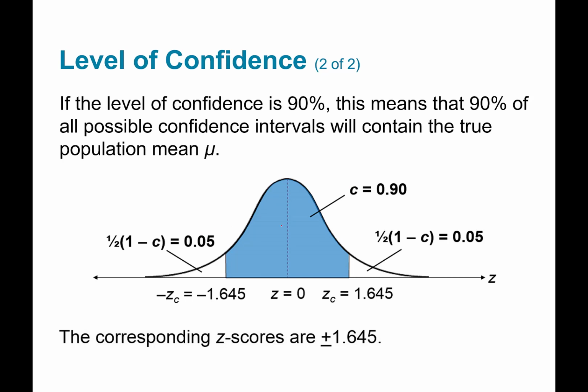That translates to 5% in each tail. So the 90%, 1 minus 0.9 gives us 0.1, and that's the area in both tails. Divide that by 2 to get 0.05. So that's how we get the area in each half. So 0.05, 0.05. You then look up 0.05 on your z-score table.